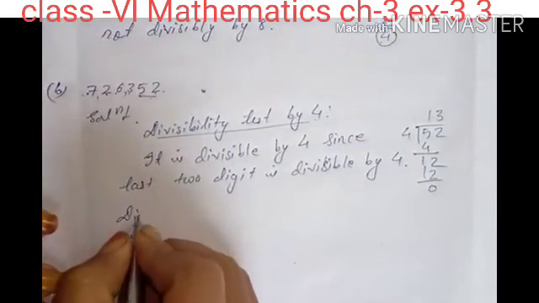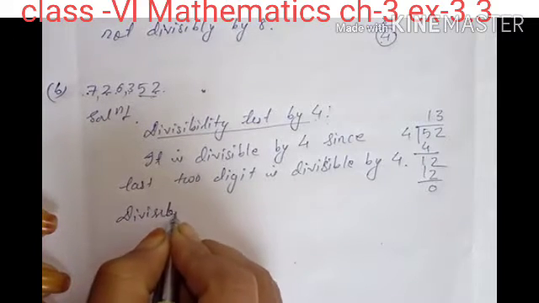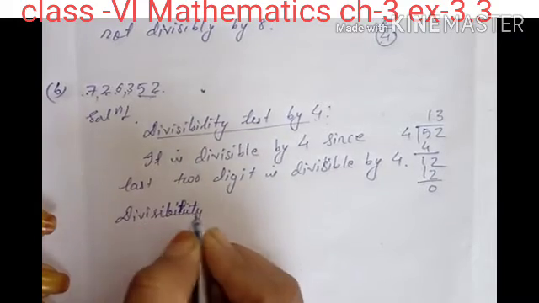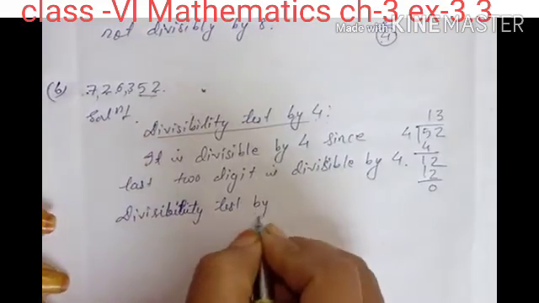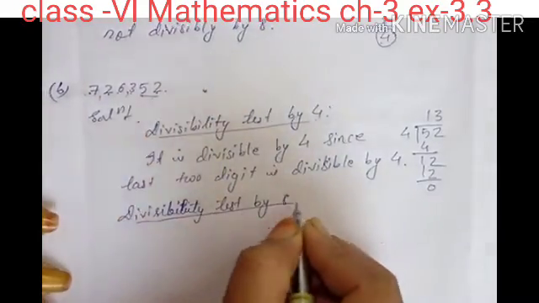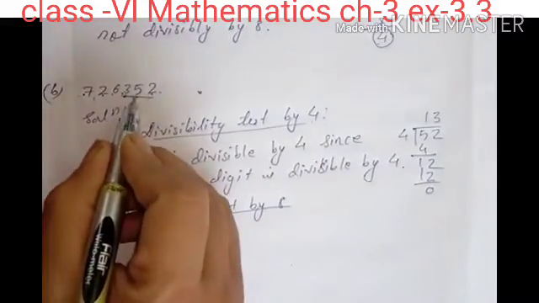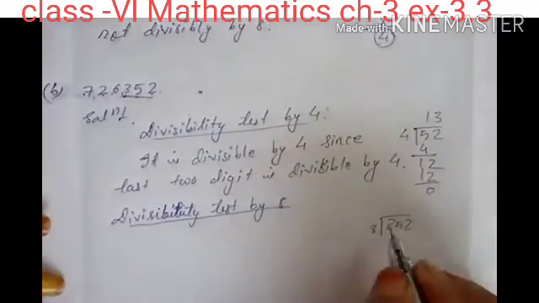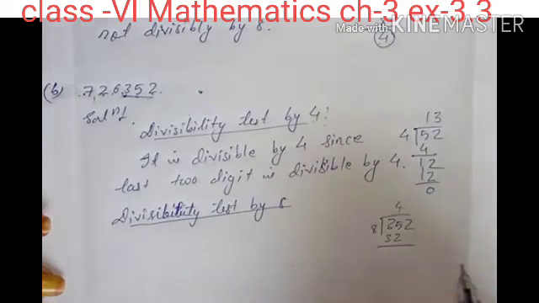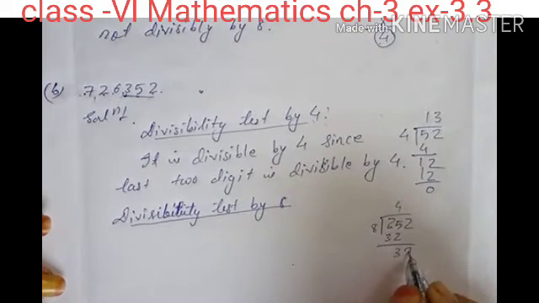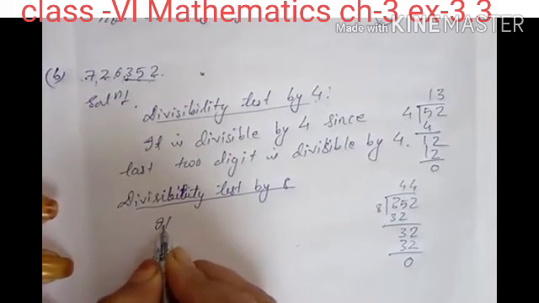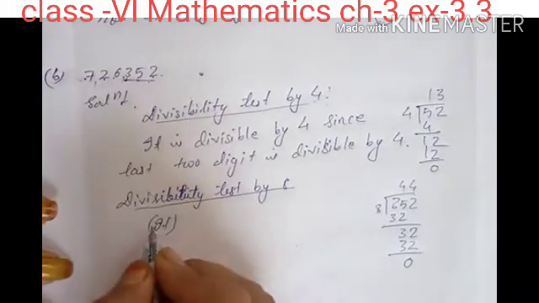Now for 8, divisibility test by 8, isn't it? Now you have to see by 8. So for 8 you have to see the last three digits. What are the last three digits? 352. Now you have to divide this number by 8. Now 8 fours are 32. Now 5 minus 3 is how much? 2. Now 32. Again 8 fours are how much? 32. So what is the remainder? Remainder is 0. So this number, so it means what? This number, okay, you can write the number also.